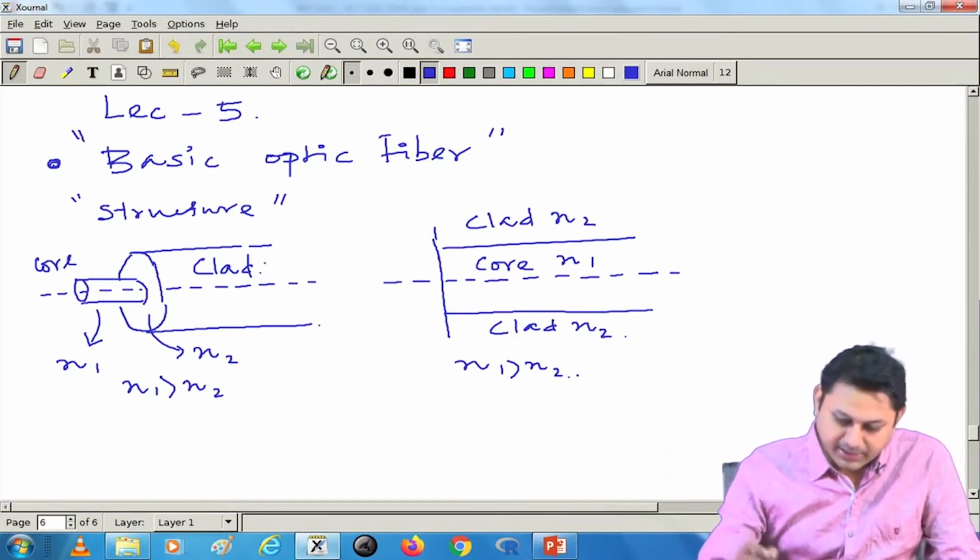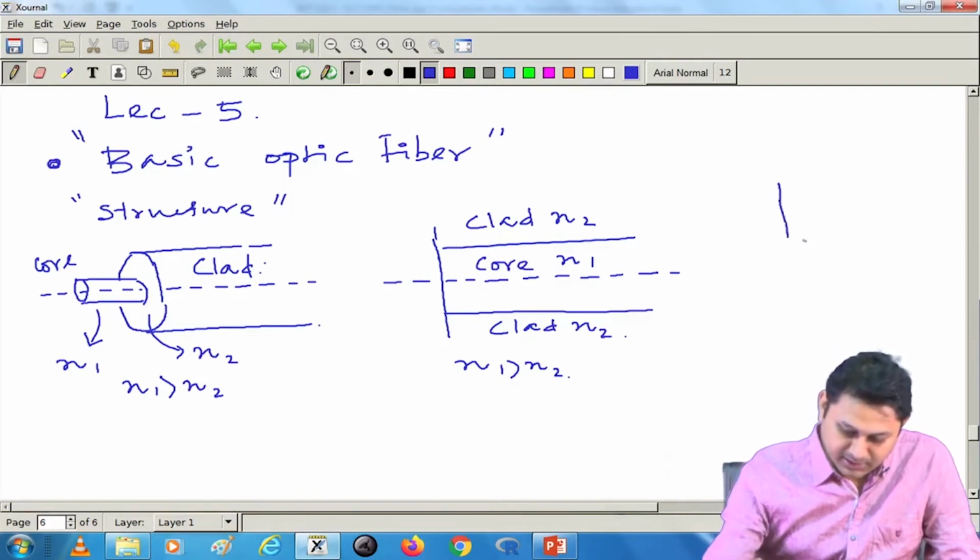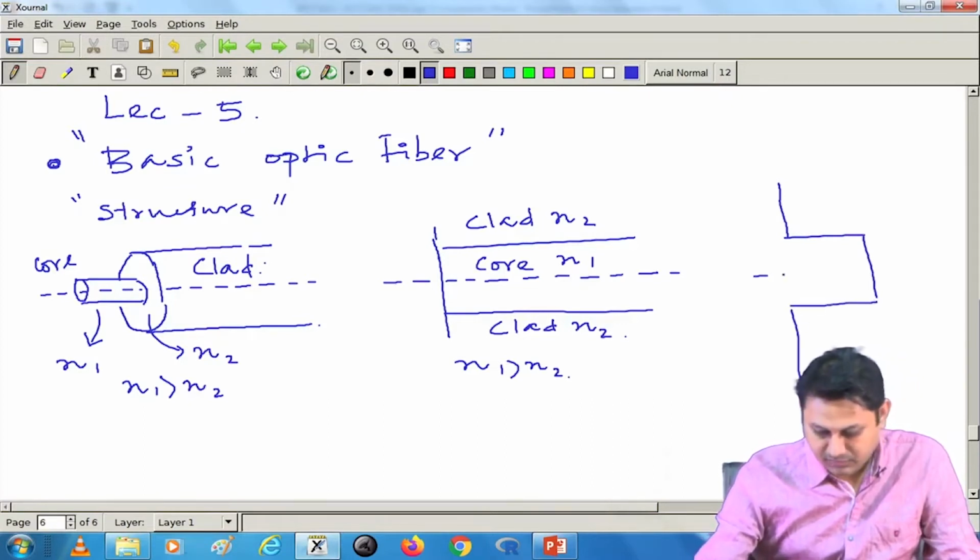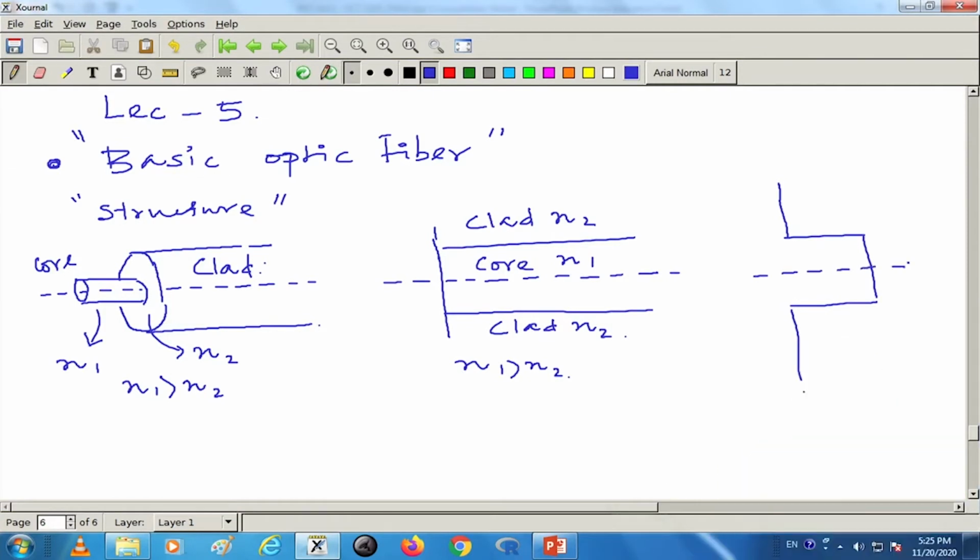So, I can write this in this format also. I can draw a refractive index profile for this structure as well. This is the refractive index profile, and along this direction we have the refractive index n, which is a function of r, where r is the distance from the axis in this direction. For step index fiber we have a step-like refractive index profile. In the core region we have a refractive index n1, and in the cladding region we have a refractive index n2, and there is no gradual change between n1 and n2; it is a step-like profile.